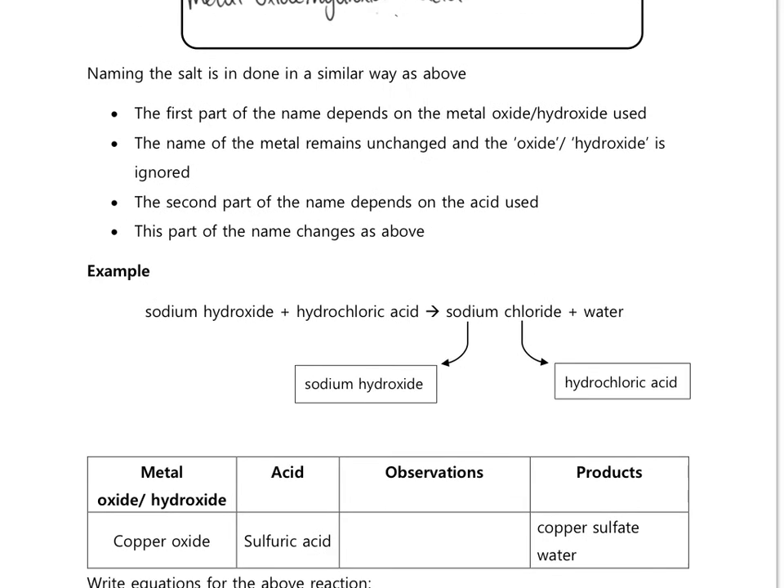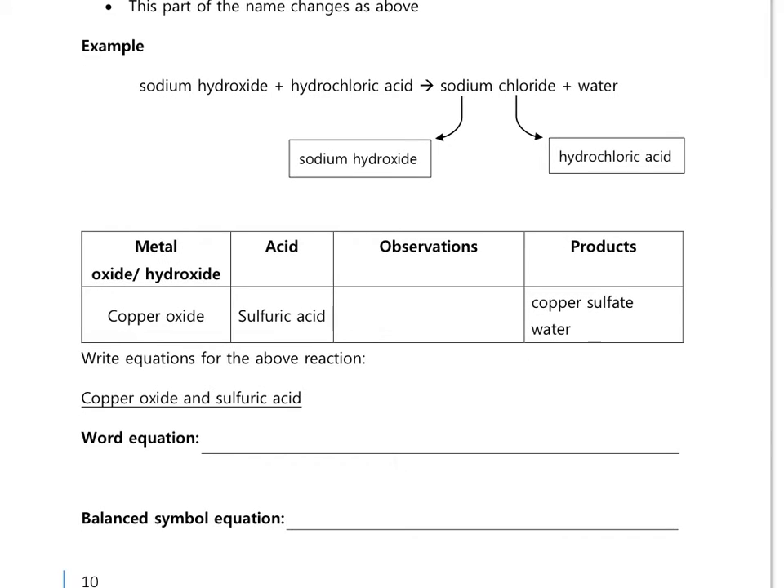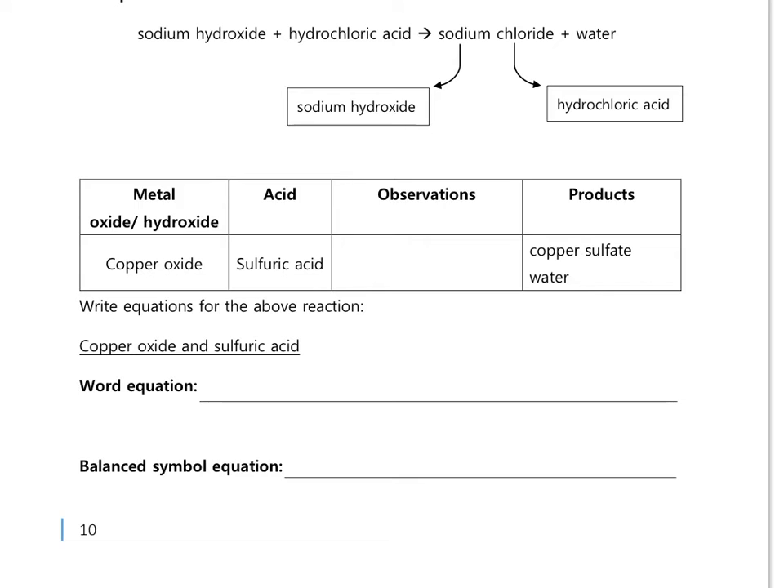So we had a look at the reaction between copper oxide and sulfuric acid. And what we saw in that is that the colourless solution of the acid changed to blue. And that is because we are forming copper sulfate. Copper ions, when they're in solution, are blue. And that's why we saw the blue colour change.